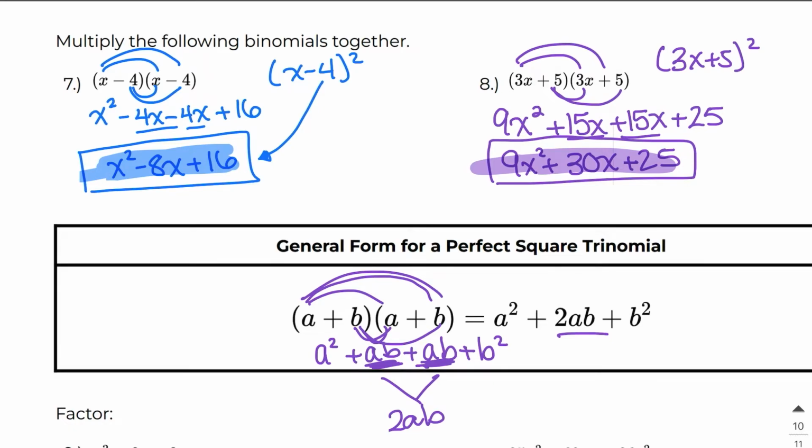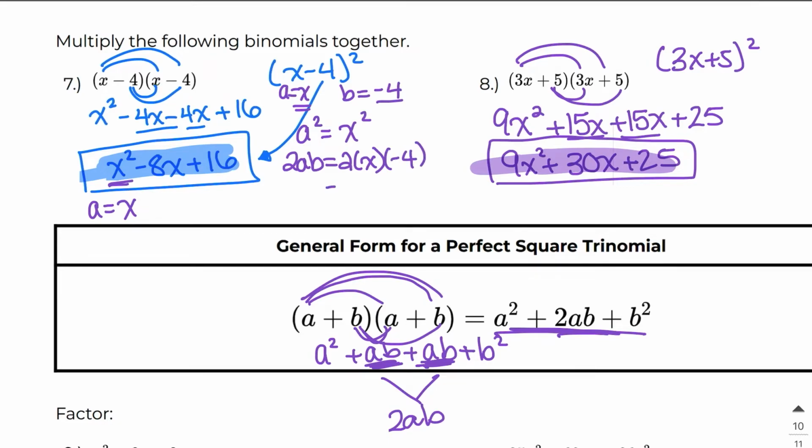So if you notice here, the a is the x, the b is the negative 4. So if I follow this format right here, a squared is x squared, 2ab is 2 times x times negative 4, which is negative 8x, which is what we have here. And then the b squared is the negative 4 squared, which is 16. Okay, and the same thing is true right here.